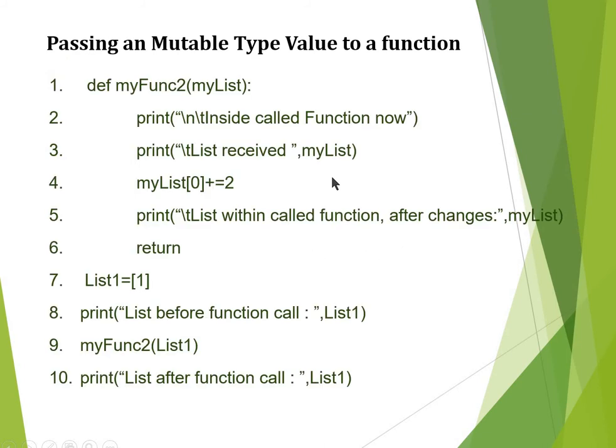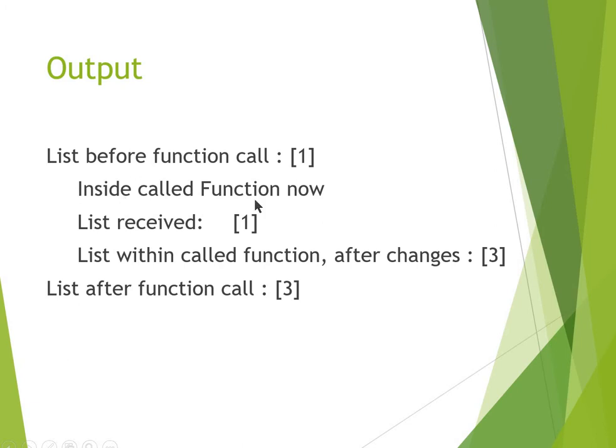Okay. Now, next line, my function to list1. You're calling this function with this list. What is this list? Only one element is there. So then it will print inside called function now. So after list before function call 1, the second statement will be inside called function now list received 1. So this will be printed. See, inside called function, list received 1.